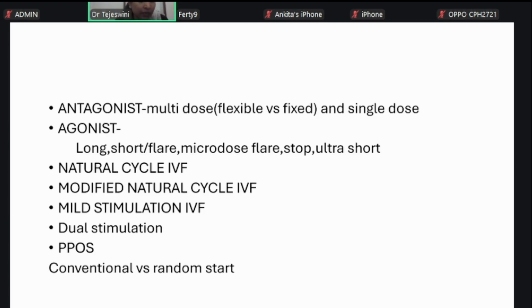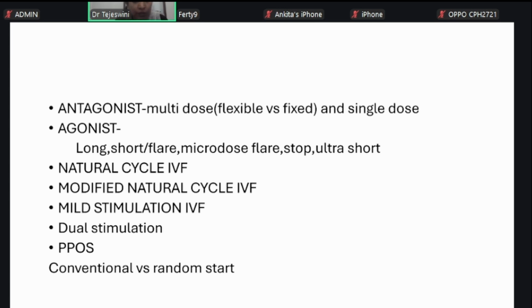Coming to modified natural cycle, wherein we give a trigger. In natural cycle, we won't give a trigger injection. In modified natural cycle, we will give a trigger injection, and sometimes a GnRH antagonist might be given along with gonadotropins to schedule the case.